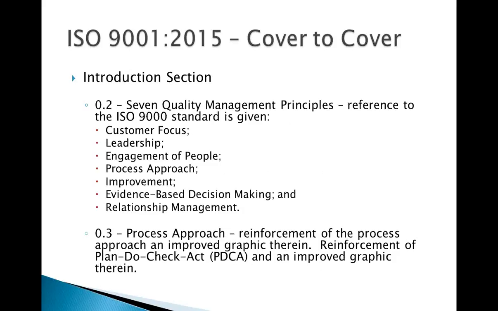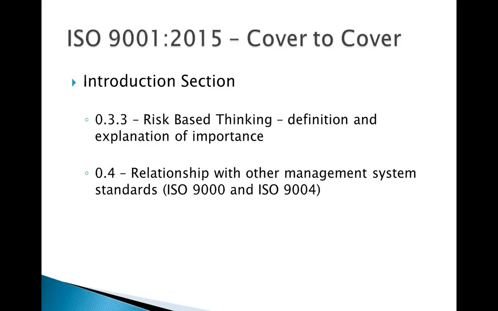Section 0.2 includes a listing of the 7 quality management principles. Now these are virtually the same as the 8 quality management principles that were available before. Section 0.3, process approach, reinforcement of the process approach, and also an improved graphic showing the correlation between the sections of the standard and the PDCA cycle.